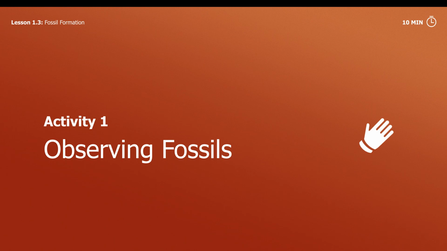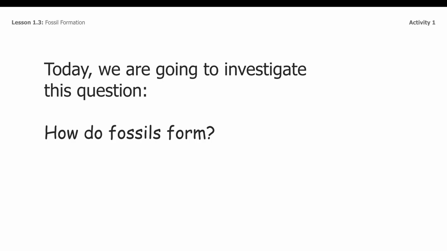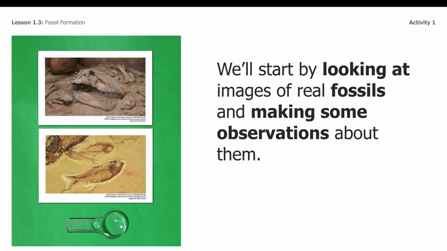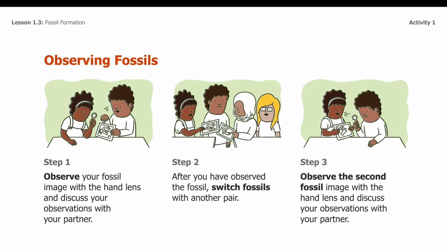Start off the week doing a quick observation lesson where you're going to be observing fossils. So we're going to investigate this question: How do fossils form? We're going to start by looking at images of real fossils and making some observations about them. Now, you're probably not going to have a hand lens, but if you do, please feel free to use it. A magnifying glass might be helpful, but I don't think you need it.